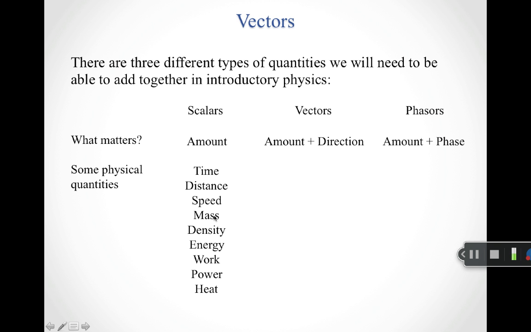Mass is a scalar. And then some of the other things that we know with mass, well, if I take mass and divide it by volume, that gives me a density. So since volume is a scalar and mass is a scalar, density happens to be a scalar. And then the last three, or the last four, are the ones that we will really spend more of our time dealing with, which is energy. So the fundamental scalar problem that we'll deal with in introductory level physics is energy.